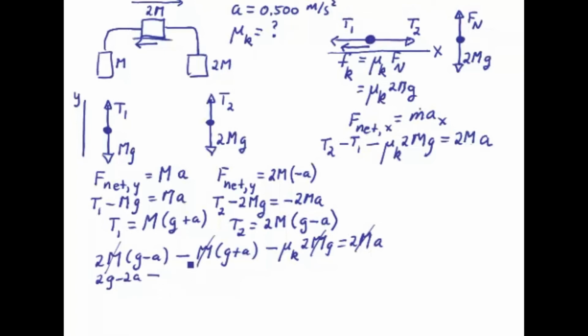So rewriting this and distributing the 2, we'll distribute this negative sign here, and then you have the coefficient of friction again, and 2g, and this will just equal 2a. So we still don't know what the coefficient of kinetic friction is, so that's what we're going to be looking for. And then writing this out, you're going to get these pieces.